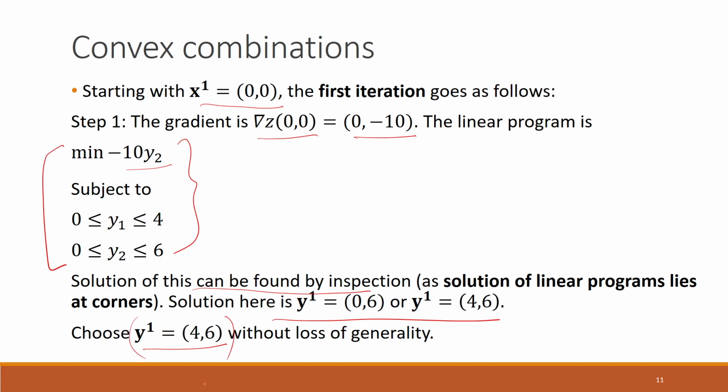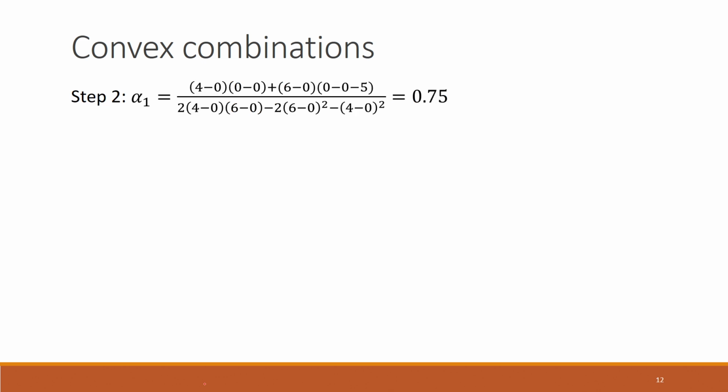This gives you the direction in which you want to go, but you still want to decide how much you want to go. For that you need alpha. We had already determined the expression for finding alpha n by taking the derivative of the function z with respect to alpha and equating it to 0. So we already have that expression, and now we just need to put values in it. We will get alpha 1 equal to 0.75.